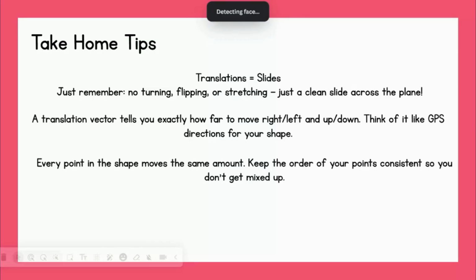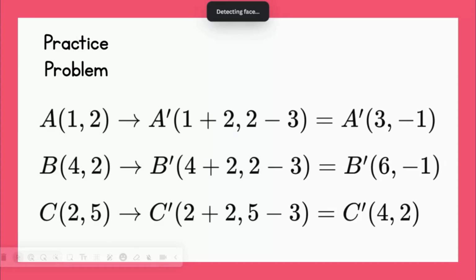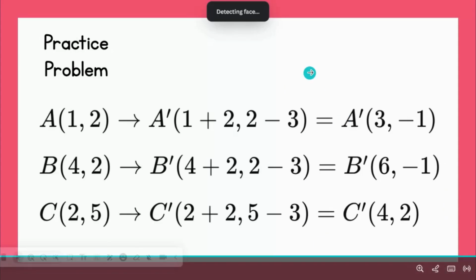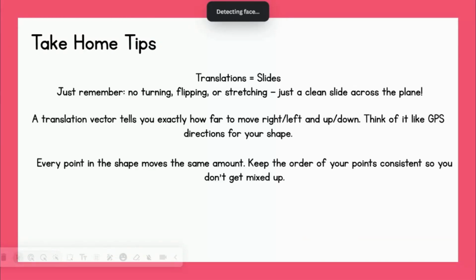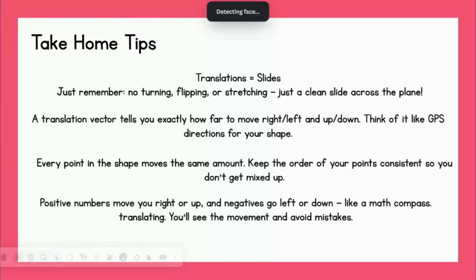And every point in the shape moves the same amount, so keep the order of your points consistent so you don't get mixed up. Like I stated before, we want to keep the vector on the right, and our points on the left. Positive numbers move you right or up, and negatives go left or down. It's like a math compass translating. You'll see the movement and avoid mistakes.